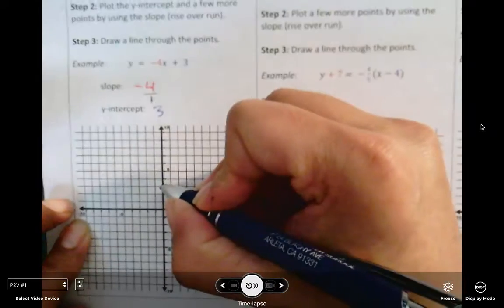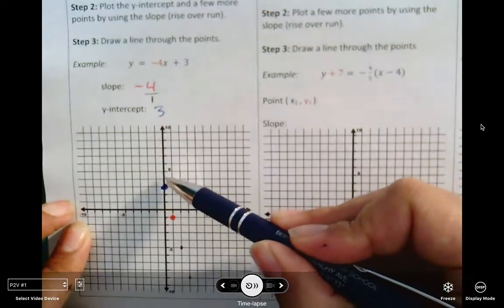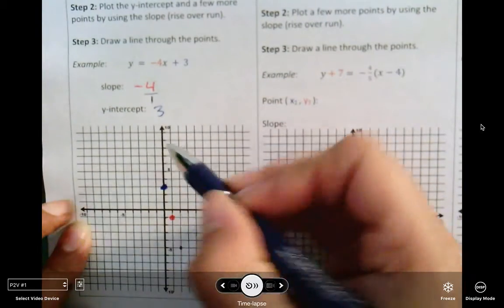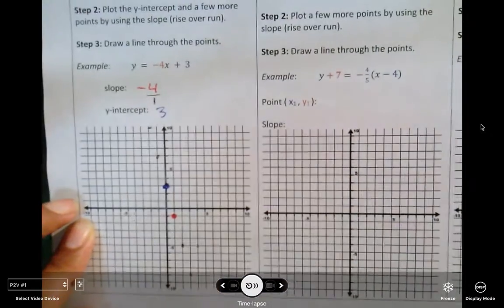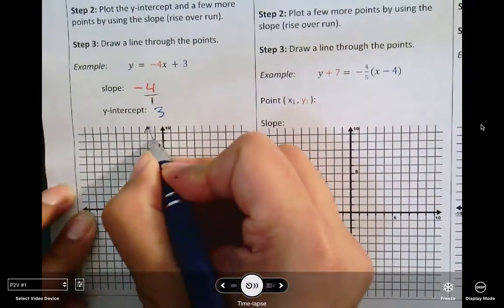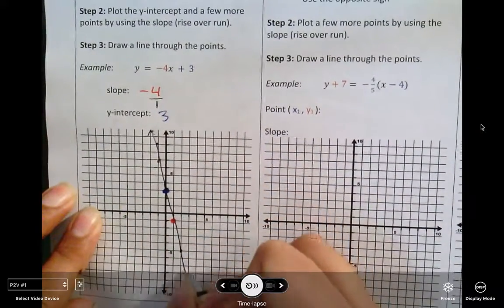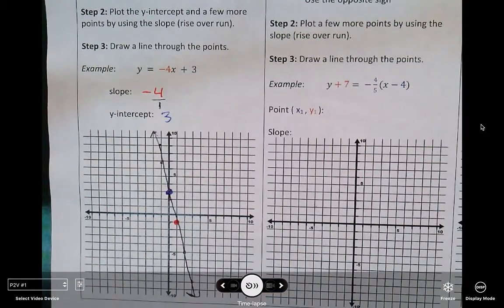And then you can follow the pattern in the opposite direction as well. You can go 4 units up, and 1 to the left. Once you have all of your points, go ahead and connect these as I wrote in step 3 by drawing a line across your points. So here you have the slope-intercept form.